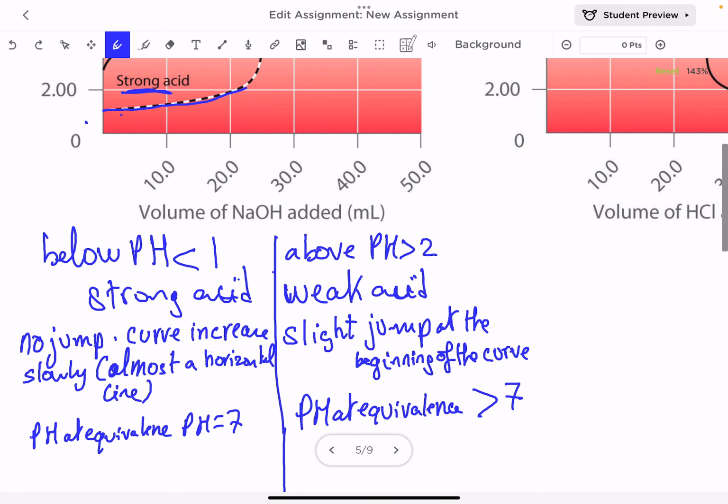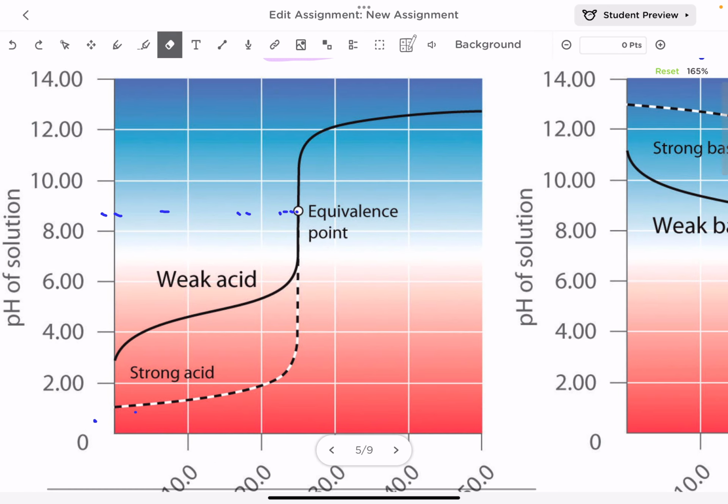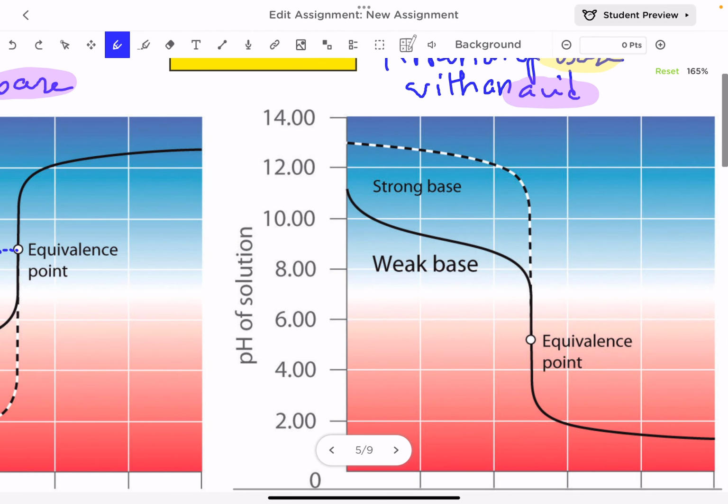So, I repeat, when we have a titration curve, we need to look where the curve starts. Is it starting from above or below 2 to determine if it's a strong or a weak acid that we are titrating, or if it's a strong or a weak base that we are titrating. So you look, is it starting from above 12 or below 12? So this one is like 13, this one is like 11. This will identify whether it's strong or weak.